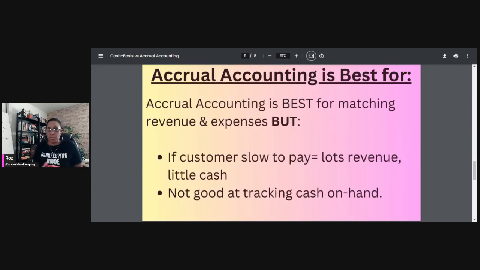All right. So accrual accounting is best for matching revenue and expenses. But if a customer is slow to pay, it equals a lot of revenue but little cash in your account. So you don't have the actual cash that you're going to be able to use to make other purchases as a business owner. It's not good at tracking cash on hand. So you're not going to actually know how much cash you have available to make other purchases and things of that nature, because you're going to see the actual revenue.